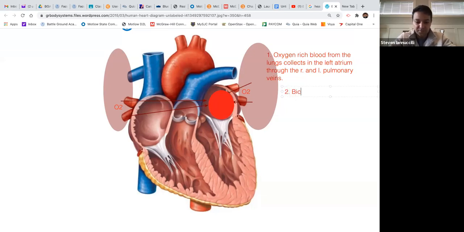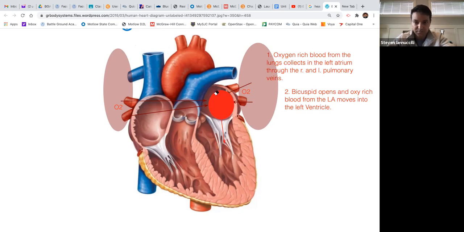The bicuspid valve, again, you can call it the mitral valve or the left atrioventricular valve, opens and oxygen-rich blood from the left atrium moves into the left ventricle. So this bicuspid valve is going to open and the blood that was in the left atrium is going to move from the left atrium.